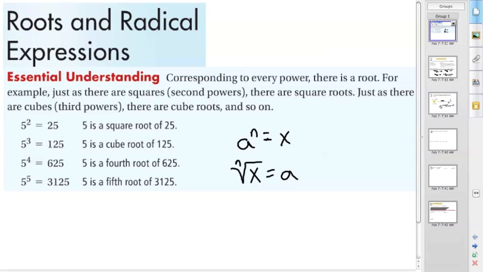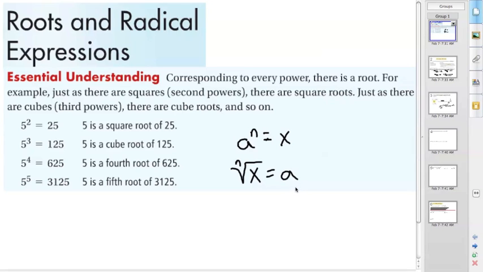5 squared equals 25, therefore 5 is a square root of 25. And 5 is also a cube root of 125. 5 is a fourth root of 625 and a fifth root of 3125, and so forth. So what does that really mean? It means that if you have a to the n equals x, and you want a, you go to the nth root of x equals a.